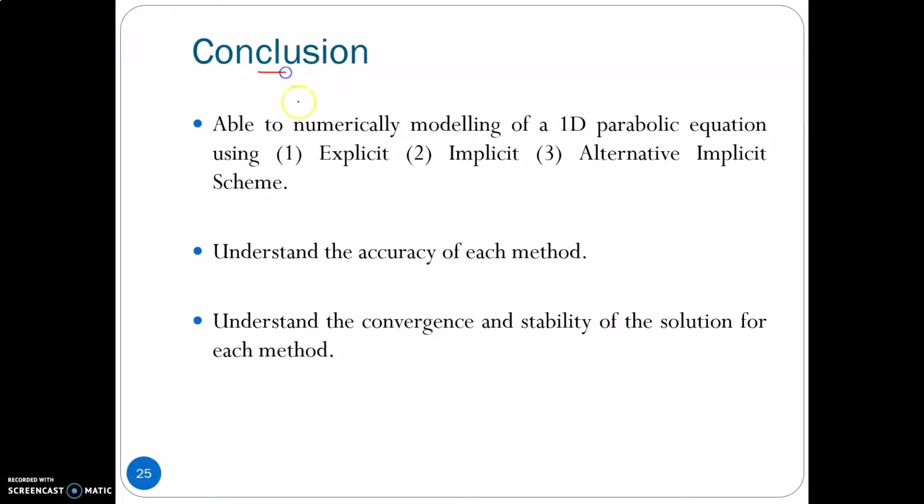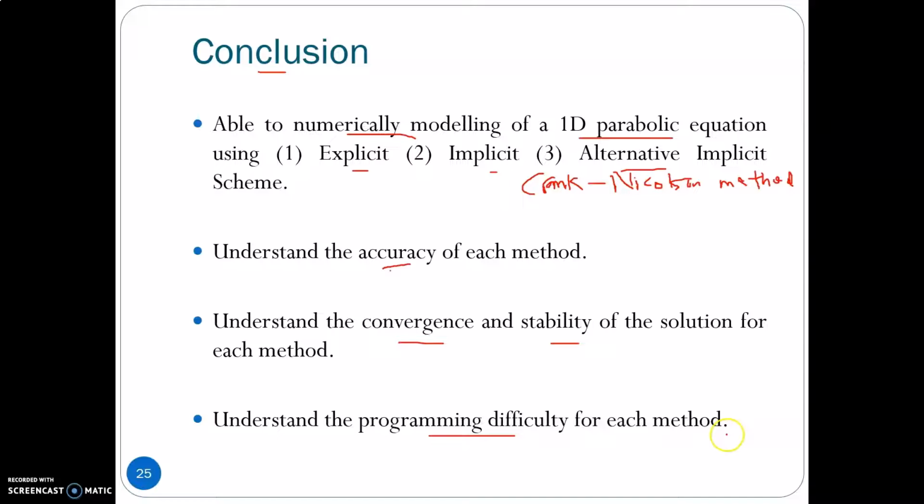In conclusion, you should be able to numerically model the 1D parabolic equation by using the explicit method, implicit method, as well as the alternative implicit method. You must know that the alternative implicit method is also known as the Crank-Nicholson method. You must know the advantages and disadvantages of each method, such as the accuracy, convergence, stability, as well as the programming difficulty for each method.